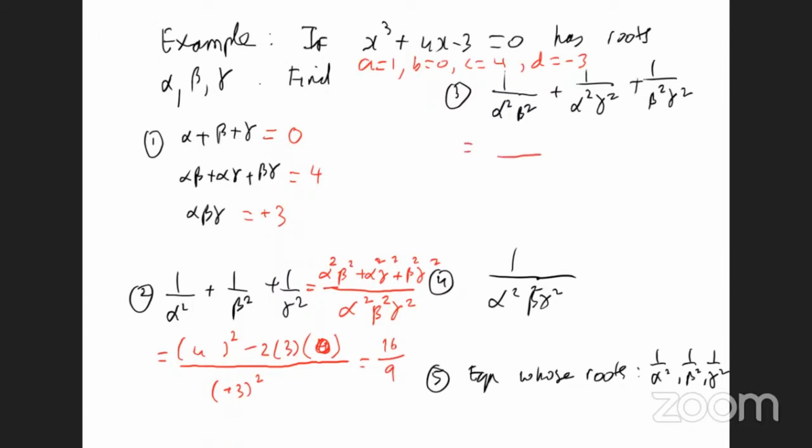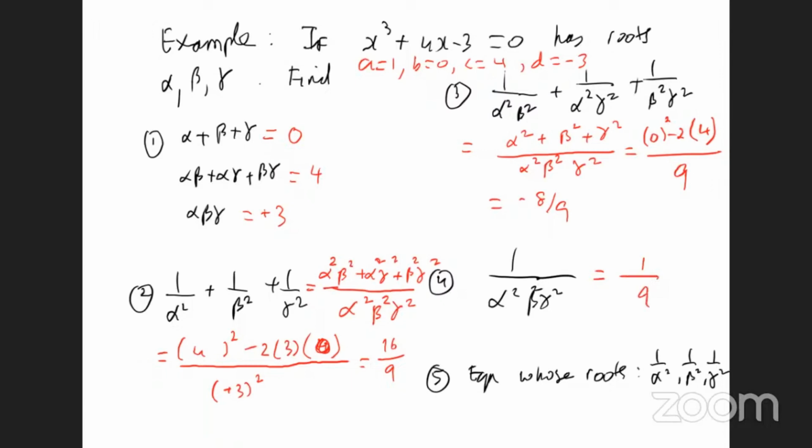Next one is what? Next one is alpha squared plus beta squared plus gamma squared. And numerator is alpha squared plus beta squared plus gamma squared. So again, the underneath is 9. And the numerator is what? Alpha plus beta plus gamma all squared, minus 2 by the pairwise sum, which is 4. So I got minus 8 on 9. And then the last one is 1 over the product squared, 1 over 9.